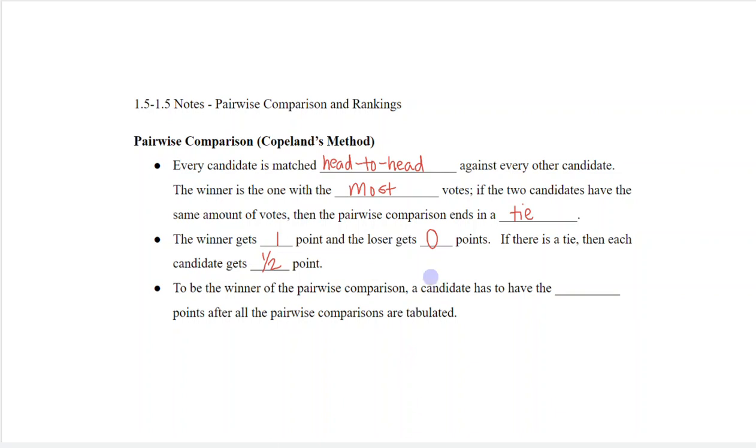Now, the winner is not the candidate who wins all of their head-to-head matchups like Condorcet. The winner is the candidate with the most points. So if we think about sports, with Condorcet, you were looking for the undefeated team. You were looking for the candidate who won all of the head-to-head matchups. But in pairwise comparison, we are simply looking for the candidate with the best record or the most wins.